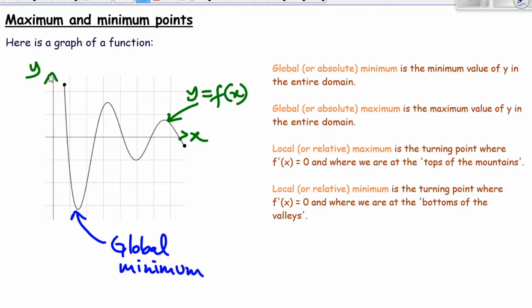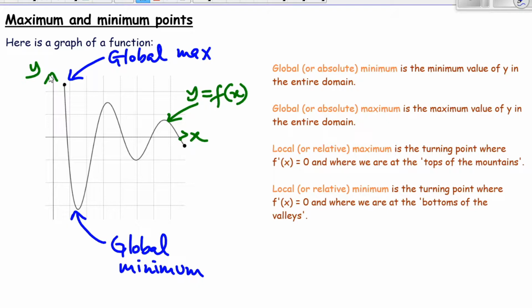A global maximum is the maximum value of y in the entire domain. And it happens that this point here is the global maximum. We also have a local maximum, which is the turning point where the value of the first derivative is equal to 0, or where we are at the top of the mountains.